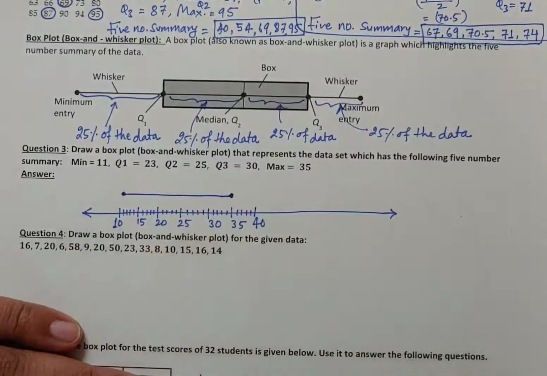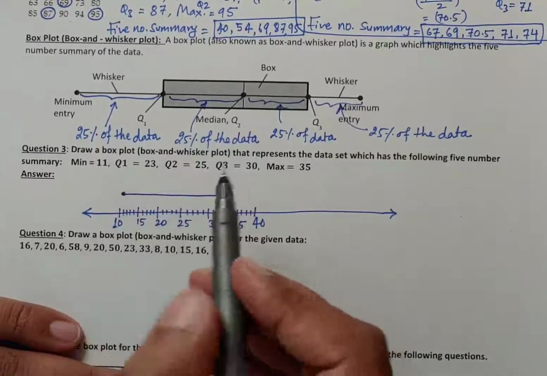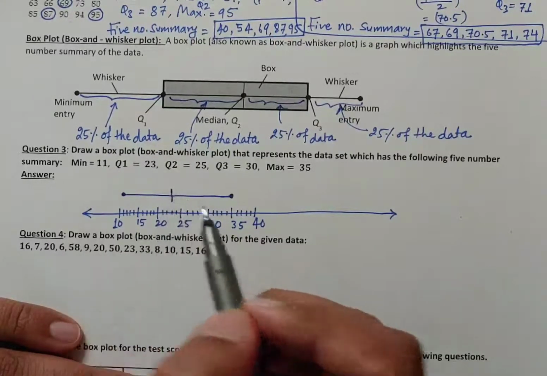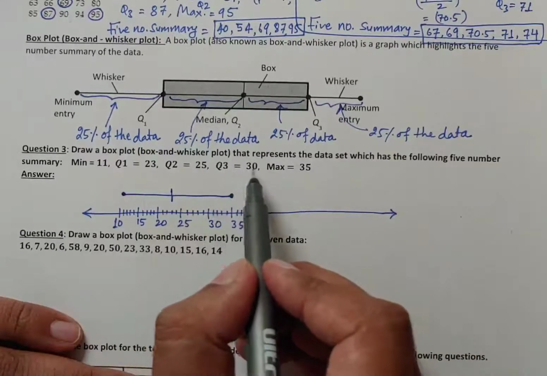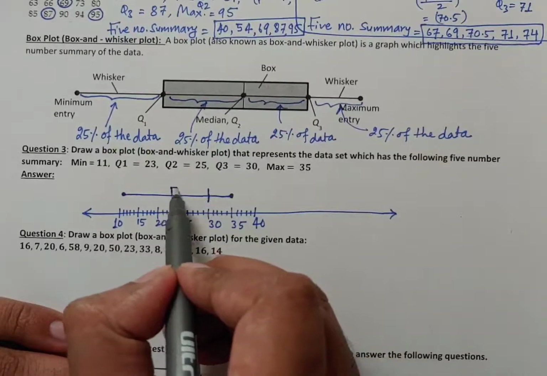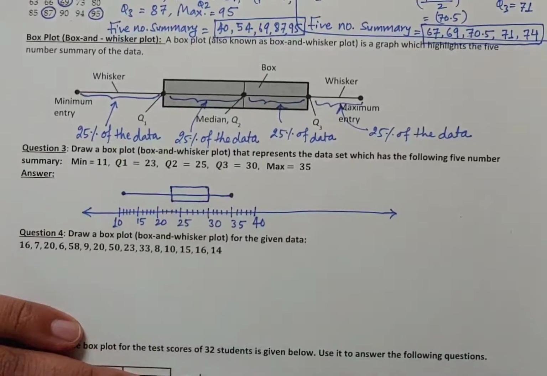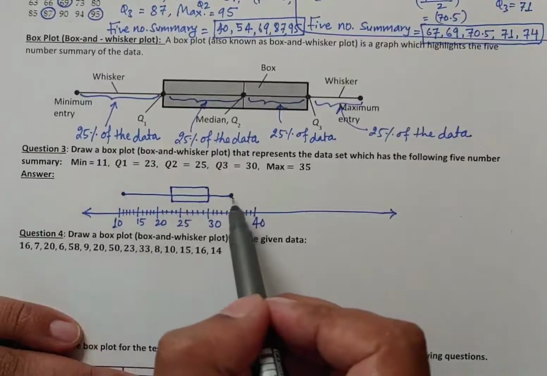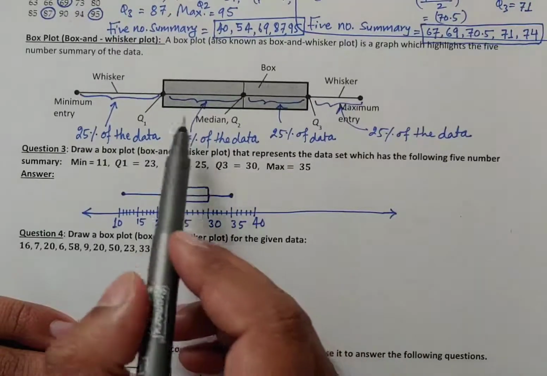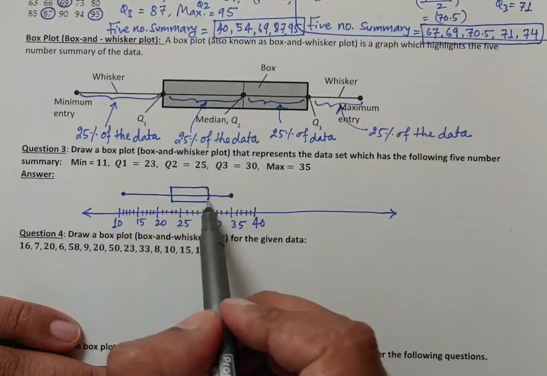Now the box has to start at Q1 and end at Q3. So Q1 is 23: 20, 21, 22, 23. So here is where the box starts, and Q3 is 30. So here is where the box ends. Okay, so this is the whisker, the minimum number, this is the maximum number, and this number here is Q1, where the rectangular box starts, and here the box ends, right?